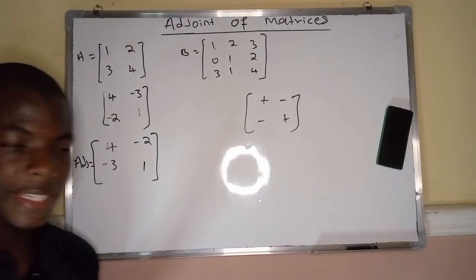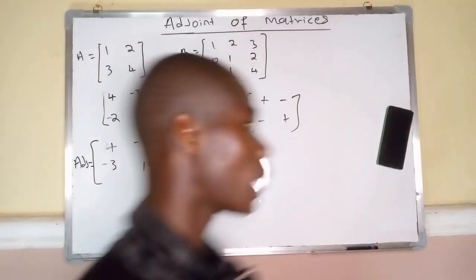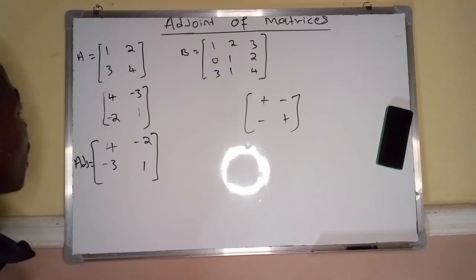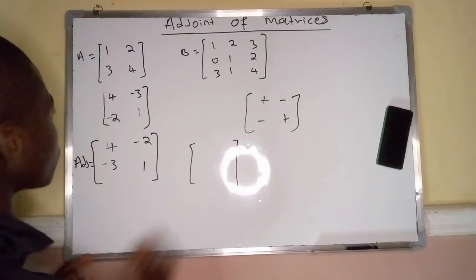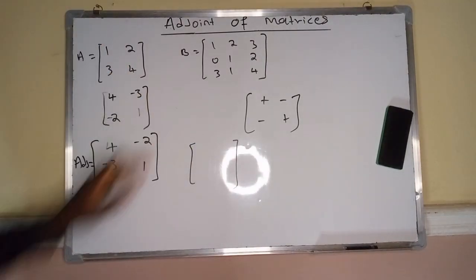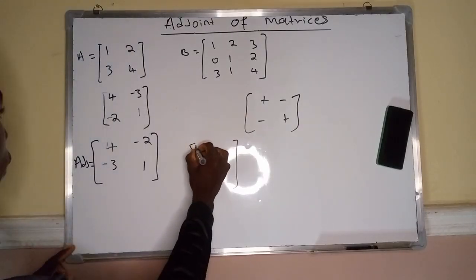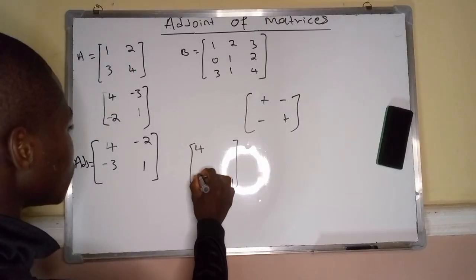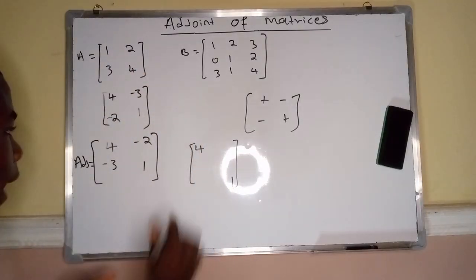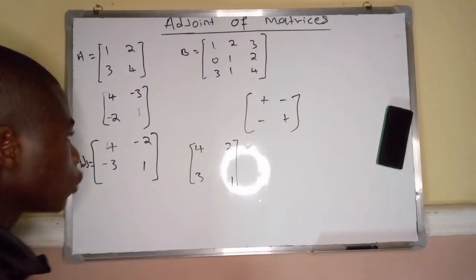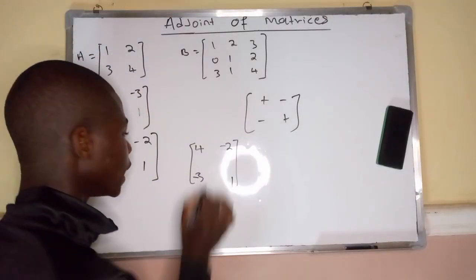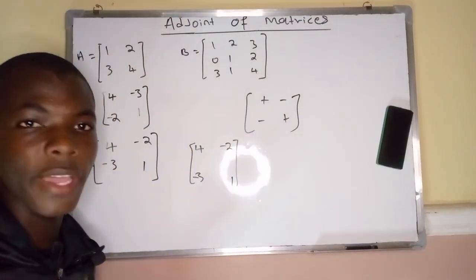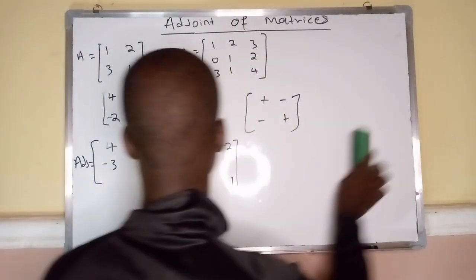The easy way to find the adjoint of a 2 by 2 matrix is to first look at the matrix. You swap 1 and 4, so you will have 4 and 1. The 3 and 2 stay in their positions, but you change them to the negative sign, so you get minus 3 and minus 2. In the case of an objective question, you can use this way to find the adjoint of a 2 by 2 matrix.